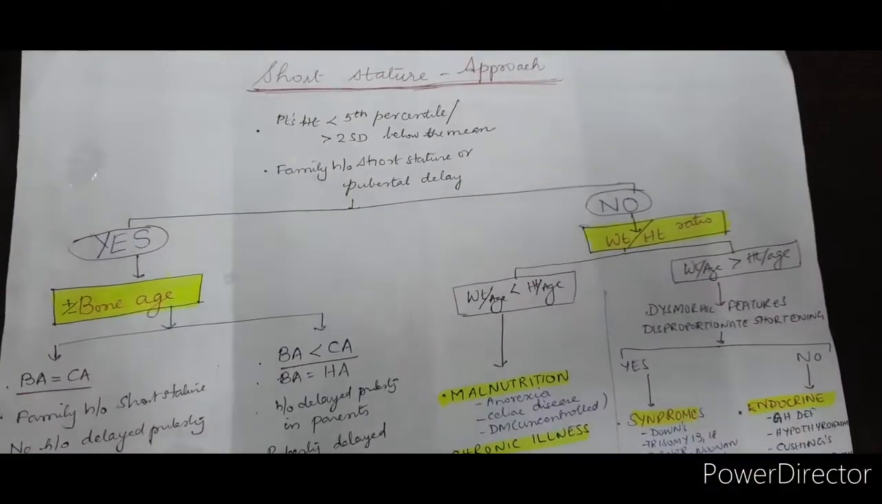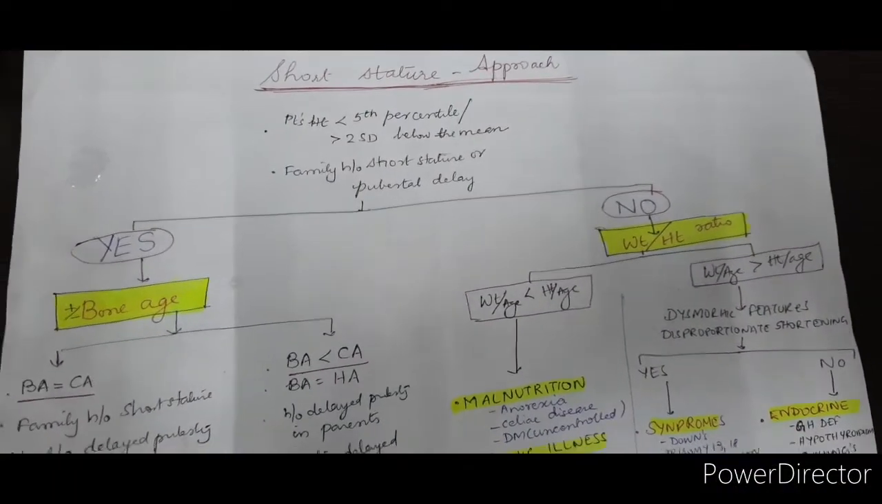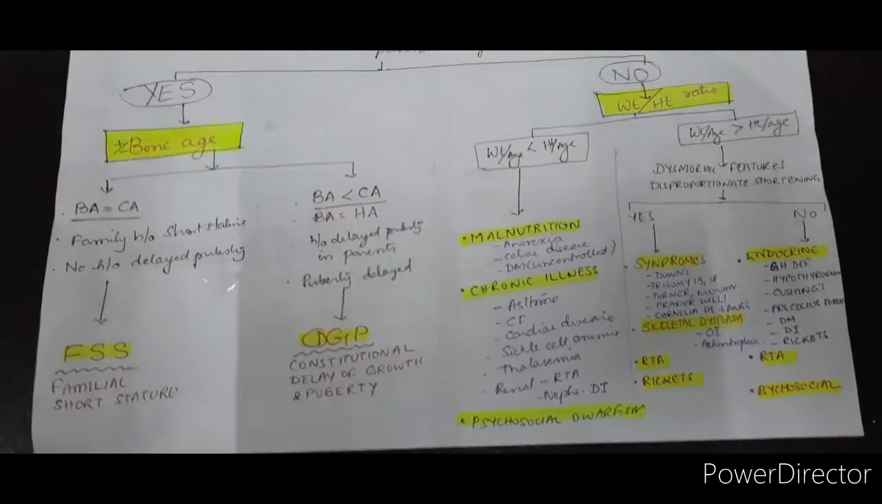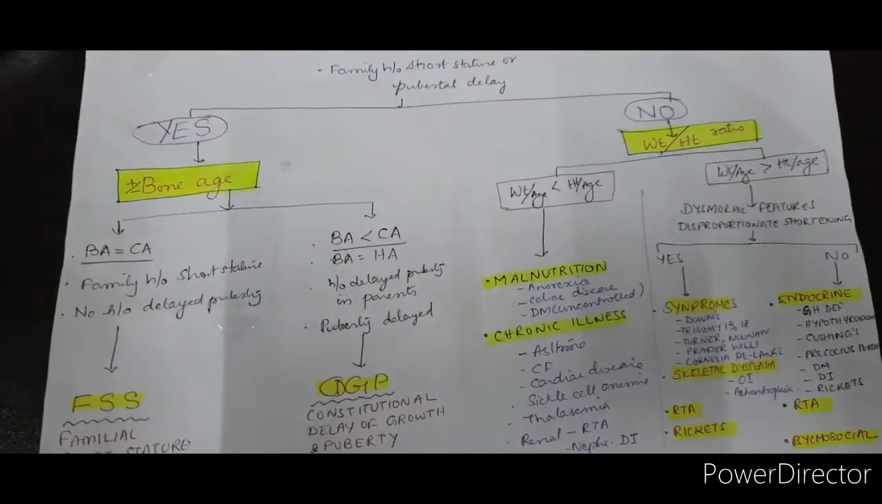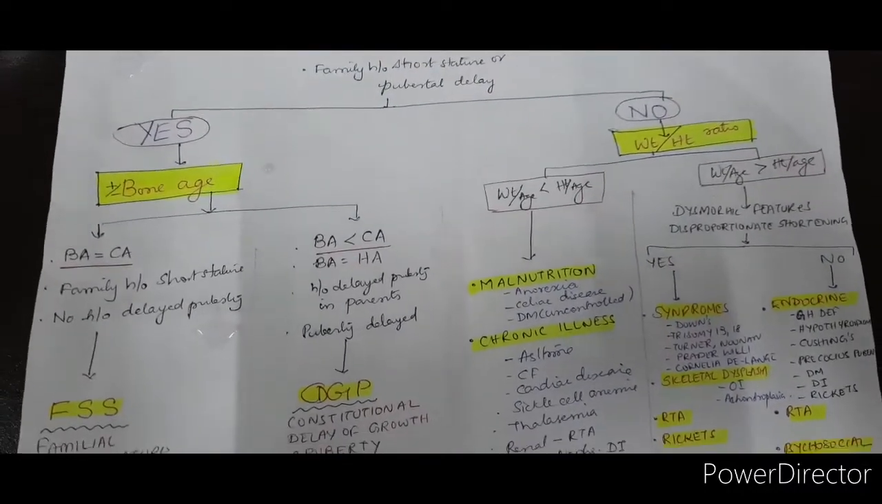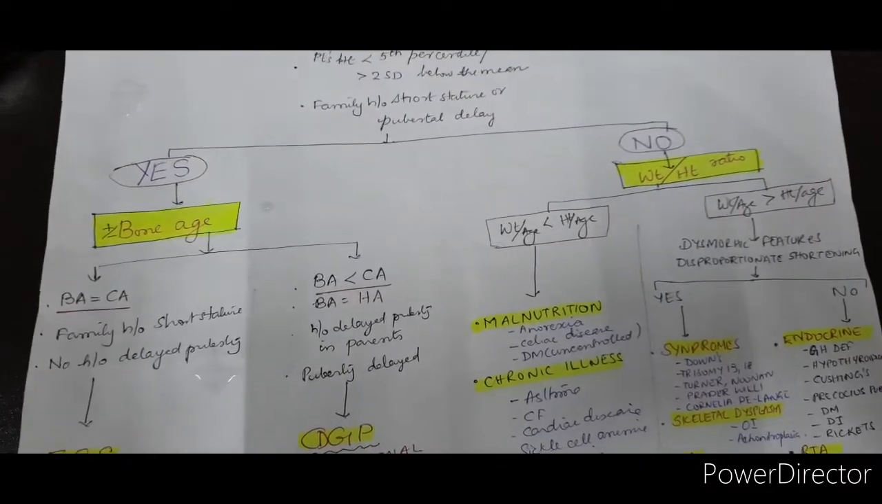So these are the things we have to look for carefully, which give us a clue towards the diagnosis of short stature. But what exactly is the approach? Let us discuss the approach to short stature. So don't get worried on seeing this big tabular column. I will try to make it as simple as possible. It is very simple.